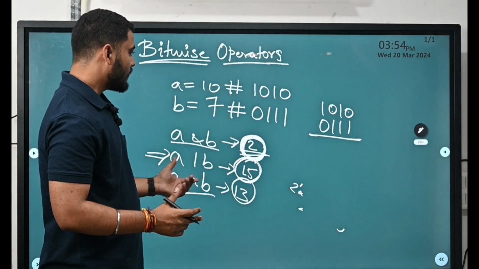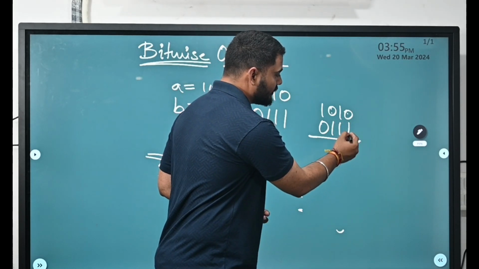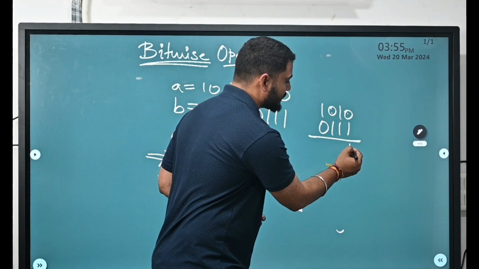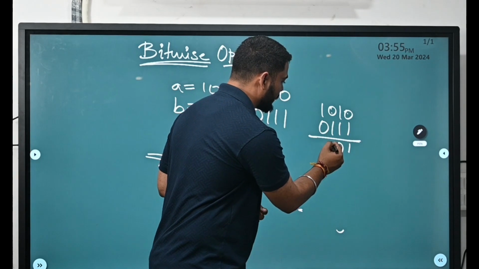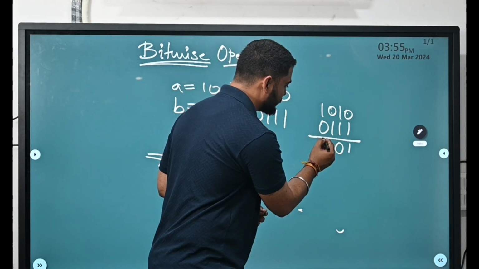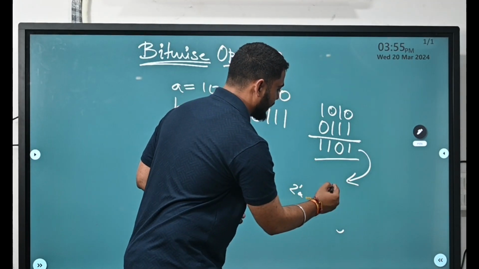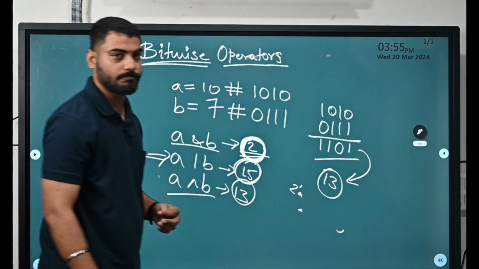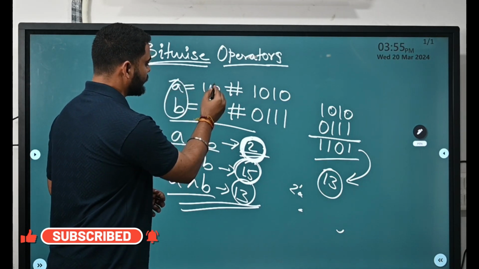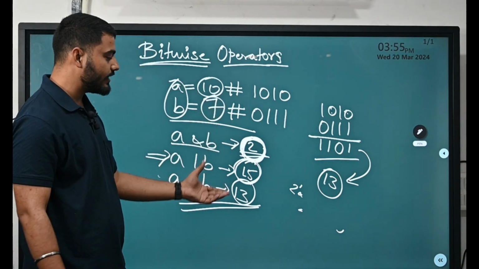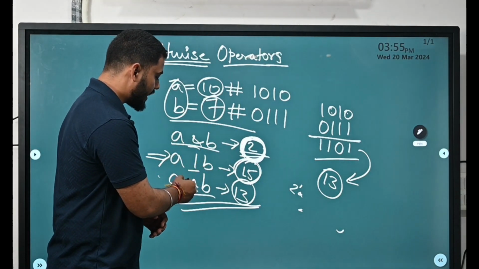Same for A XOR B. What do you have to do? XOR means if it is 0 and 1, it will return 1. If it is 1 and 1, it will return 0. If it is 0 and 1, it will return 1. Again, if it is 1 and 0, it will return 1. And if you calculate this, it will be 13. This is how we can calculate the output for these two variables, 10 and 7. And this is the mathematical intuition behind the operators AND, OR and XOR.